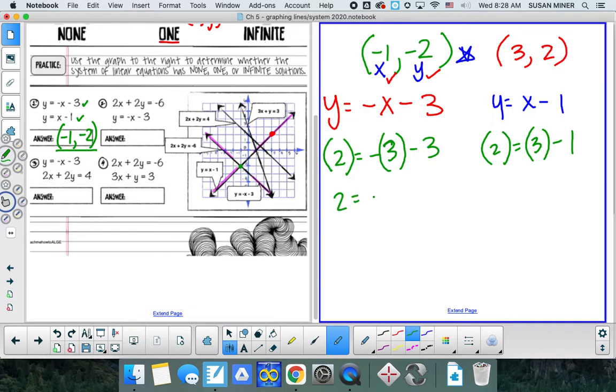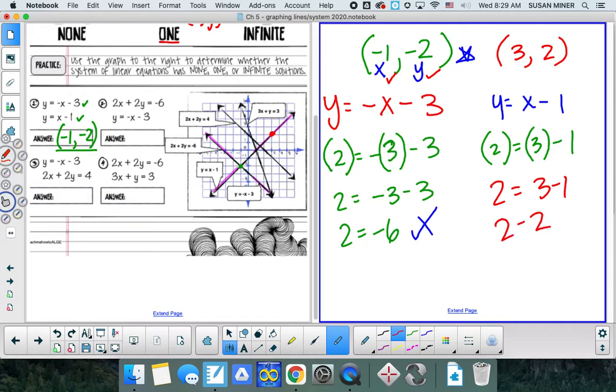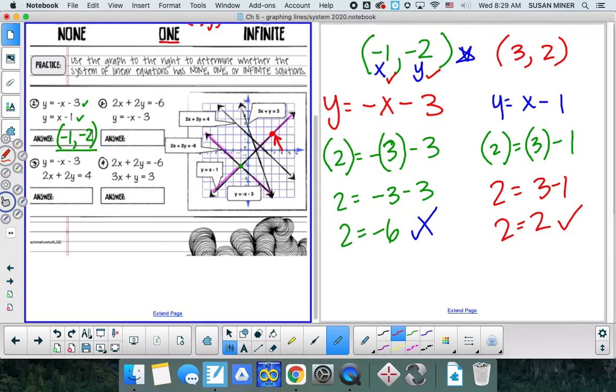I get 2 equals -3 minus 3. So 2 is equal to -6. That is a false statement. That is not true. This one over here comes out true, but they're not both true at the same time. And that should make sense because that point was on that line. So that made that one equation true, but it didn't work for my other line over here, right? So you can see what happens if I choose a different point from the graph. They're not both going to be true at the same time.